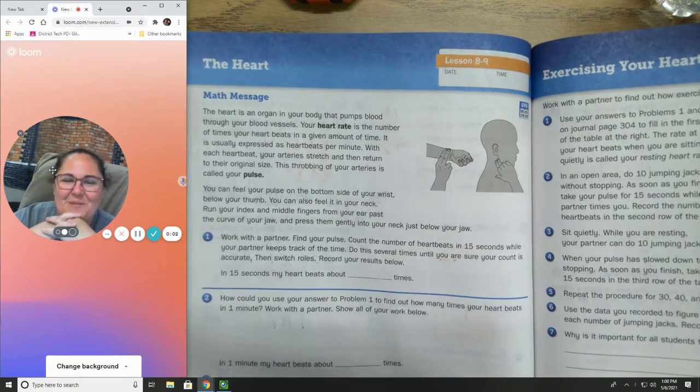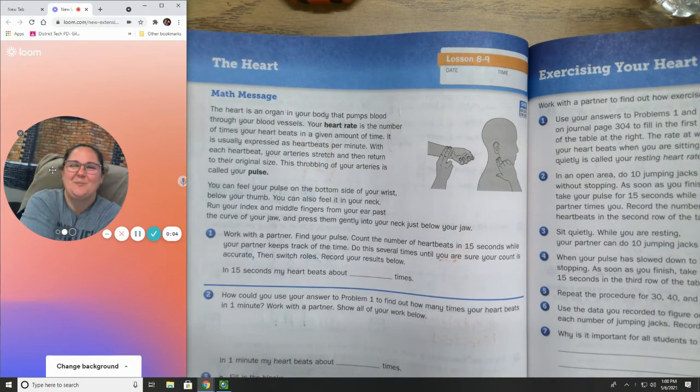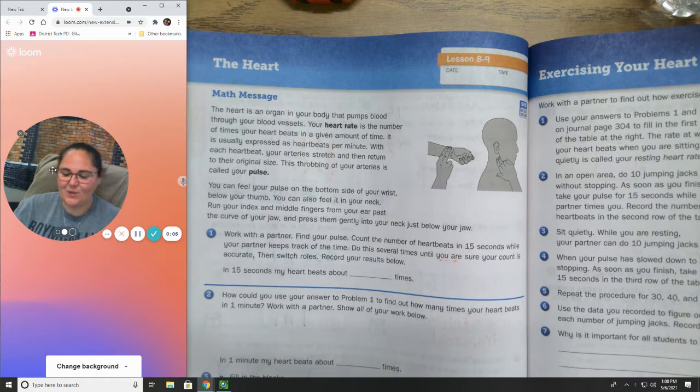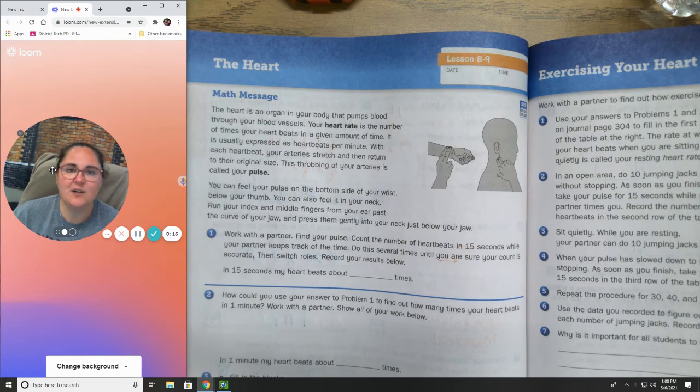Hi, everybody. Welcome to your Everyday Math lesson for lesson 8.9. So we are getting close to the end of the year. We are working a lot of different things. We're doing a lot of different kinds of assignments in class, and today is no different. Today, we're going to talk about your heart.